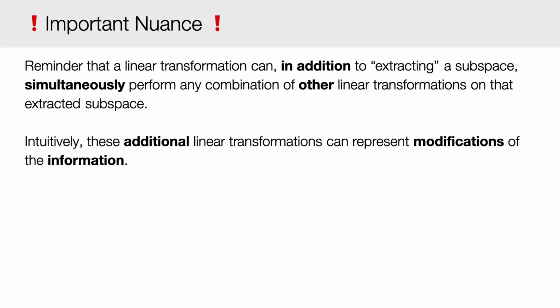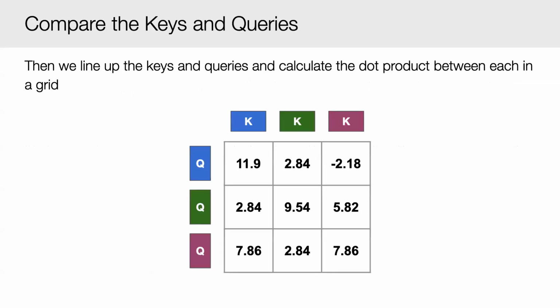We will say extracting a subspace, but just keep in mind, in the back of your mind, that when you have a linear transformation that extracts a subspace, it could also be doing more things. Intuitively, that means the linear transformation could extract some subspace which contains some information, and then further modify that information. In addition to getting the subspace back, we're also changing the information in that subspace that we're getting out as well.